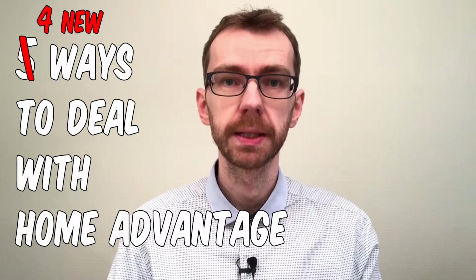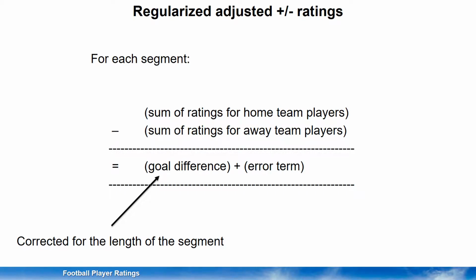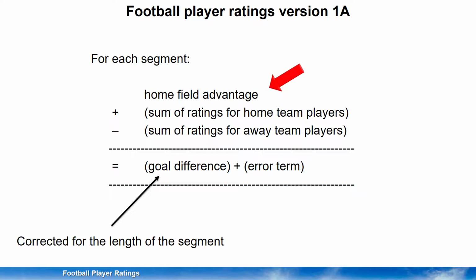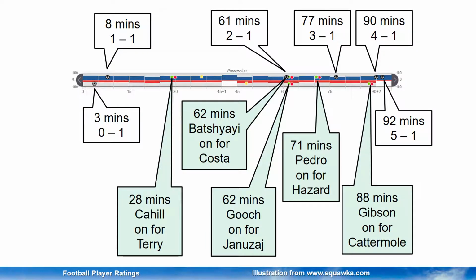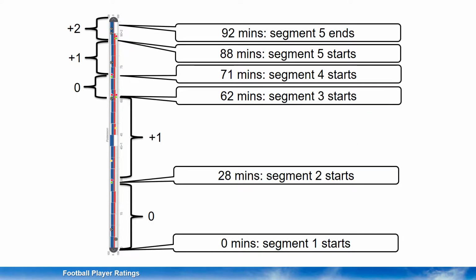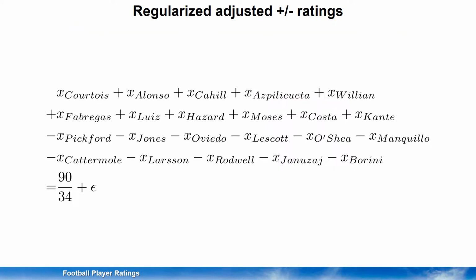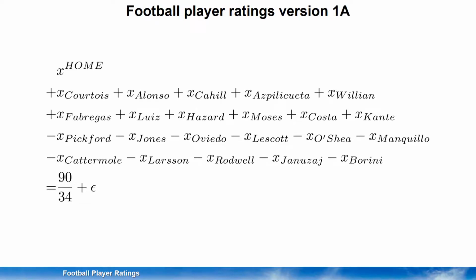The simplest way to include a home field advantage is to add a single variable to the left-hand side for all matches that are not played on neutral ground. For example, in a match played between Chelsea and Sunderland in May 2017, minutes 28 to 62 are written like this, according to the regularized adjusted plus-minus ratings. However, with the added home field advantage, the same observation is written like this, with one extra variable representing the home field advantage.